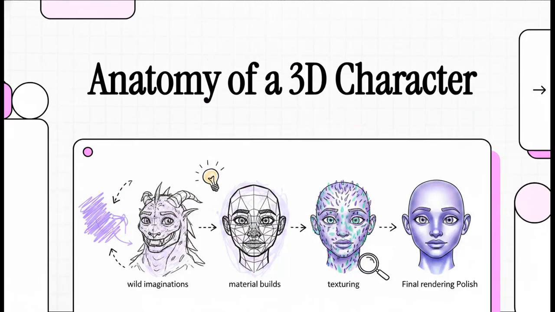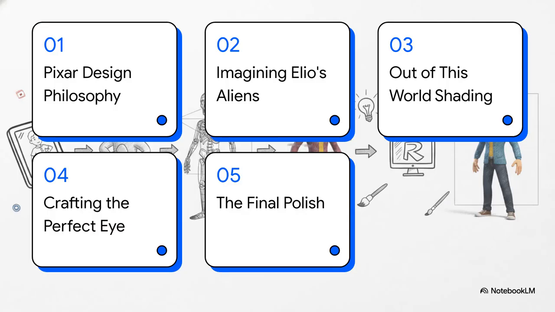So welcome to this explainer. Today, we're unpacking the anatomy of an animated character. We're going to look at the entire journey, from wild concept art all the way through complex material builds, texturing, and right down to the final rendering polish. Whether you're a 3D artist yourself or you just love seeing how the sausage is made, this is going to be incredibly fun.